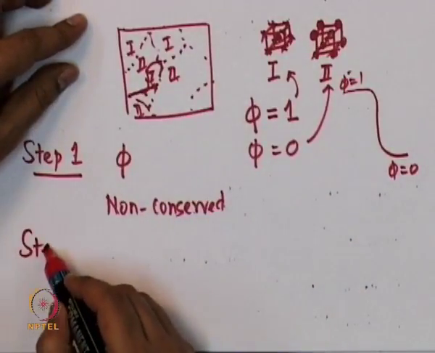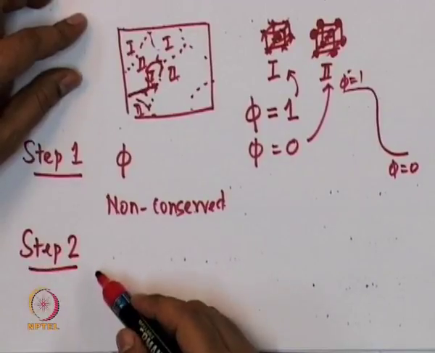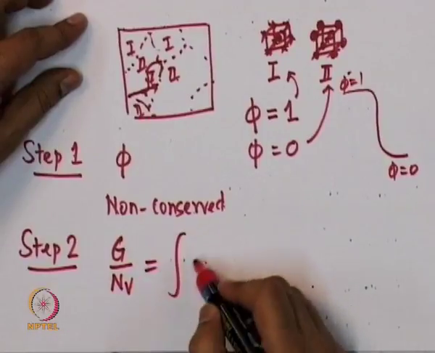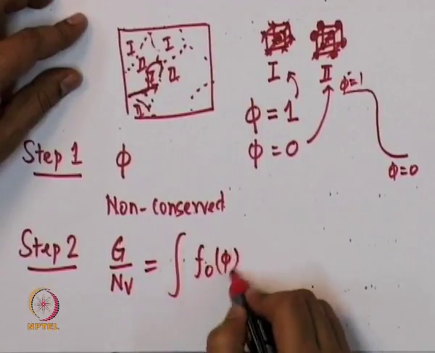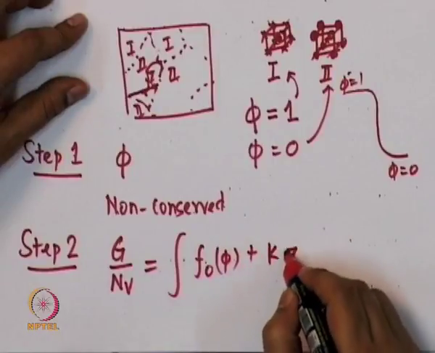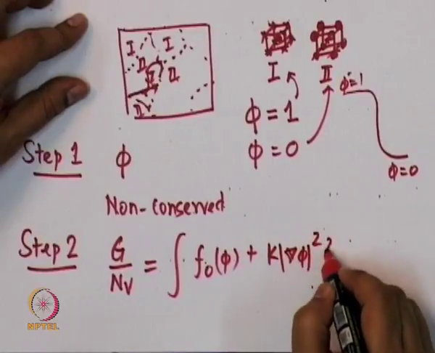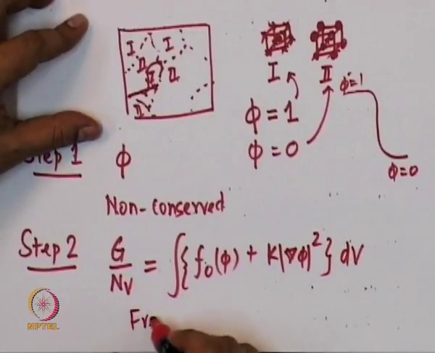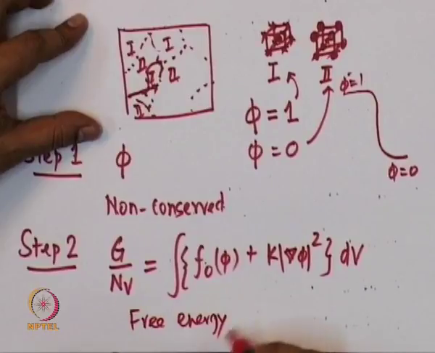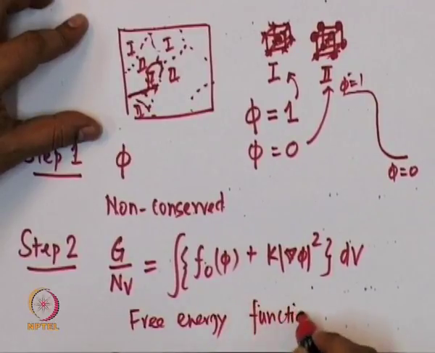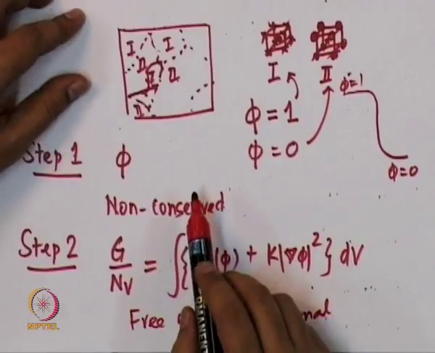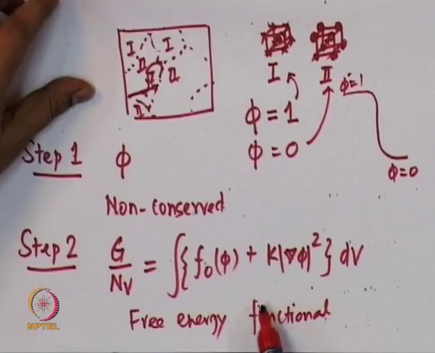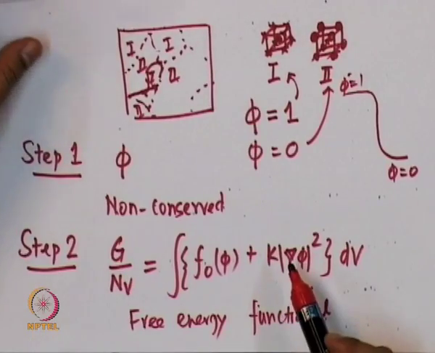Step 2 is to write the free energy functional. So, we are going to write the free energy functional as nothing but the integral of f0 of phi plus kappa (del phi) whole square dV. So, this is the free energy functional. Every phase field model starts with the identification of the order parameter and writing the thermodynamic functional. It could be free energy, it could be entropy in terms of the identified order parameter.